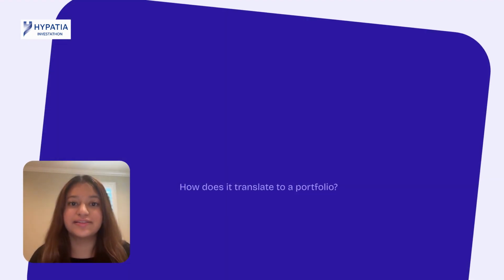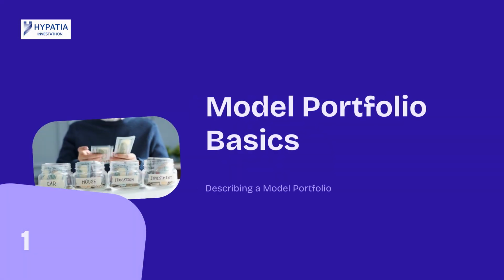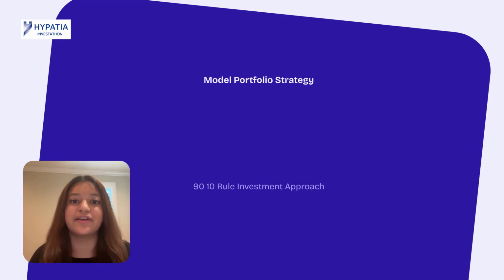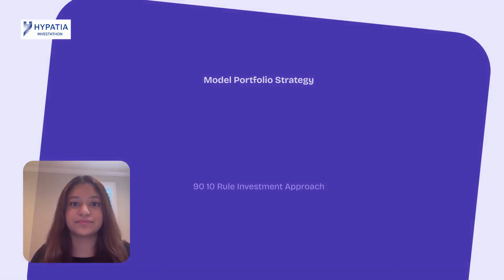So, how does that translate to a beginner's portfolio? We will describe what a model portfolio is first. A model portfolio is a preset selection of investments that follow a particular strategy. So, for example, if you are following the 90-10 rule, a model investment would have 90% of your total portfolio in broadly diversified equity ETFs. Remember, those ETFs hold a lot of different eggs.